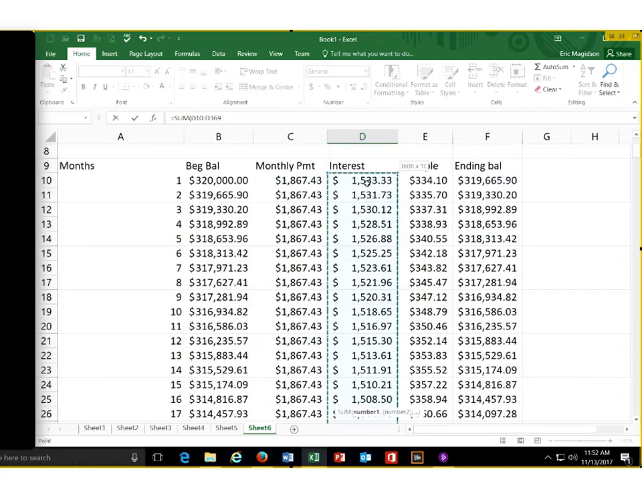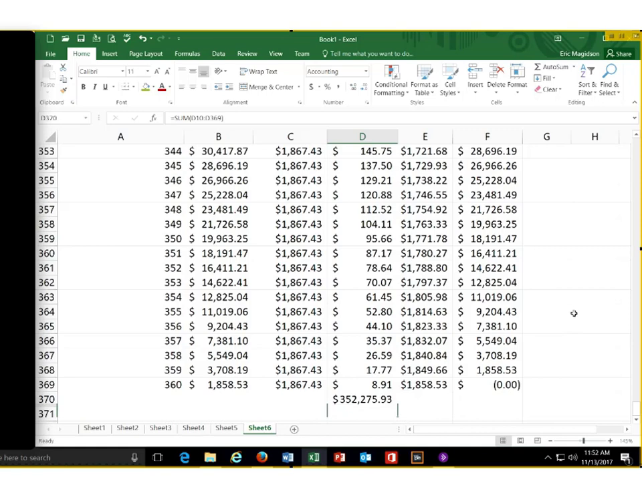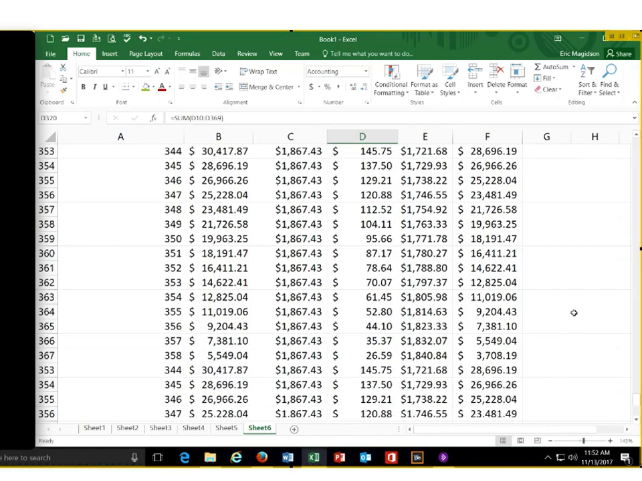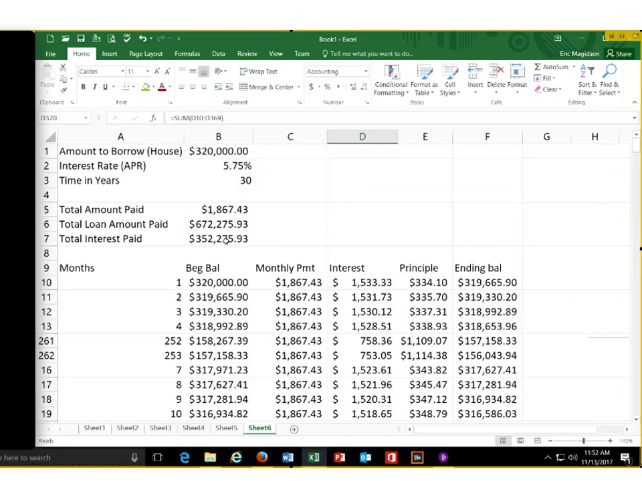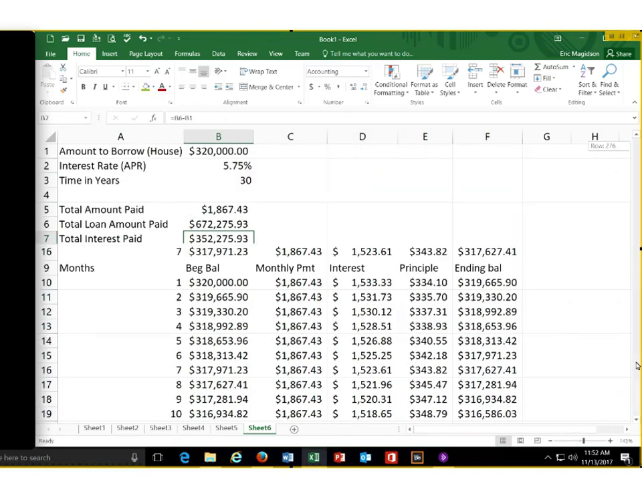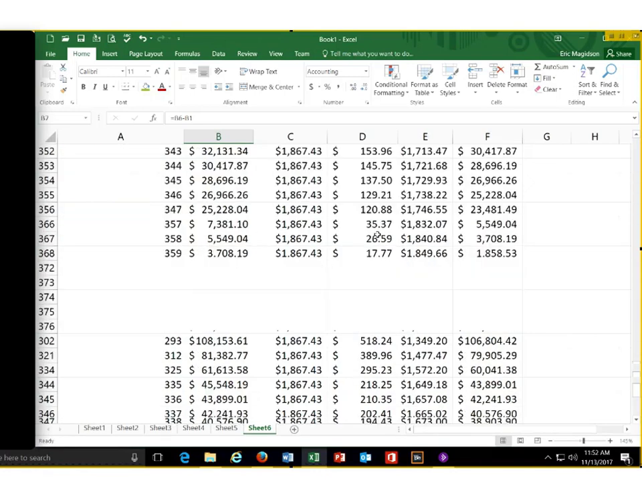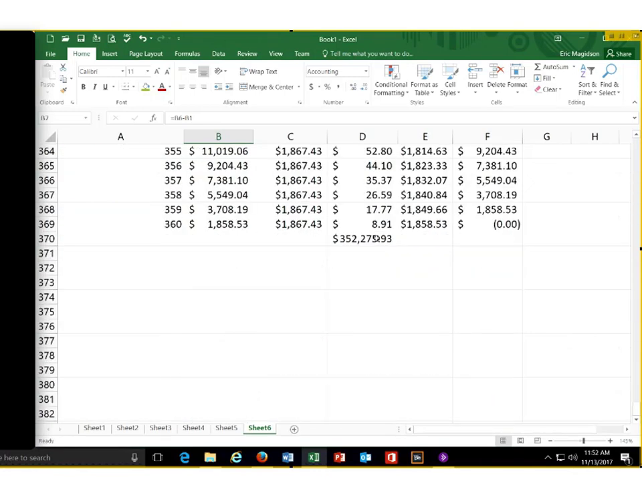I should get the exact same number. That's the interest that I paid on this home. $352,275. Remember we calculated that? $352,275. So I know my numbers are what? Correct. I just audited my table.